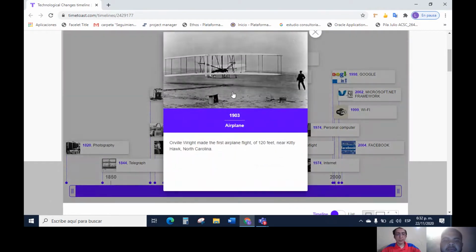In 1903, Orville Wright made the first airplane flight of 120 feet near Kitty Hawk, North Carolina.